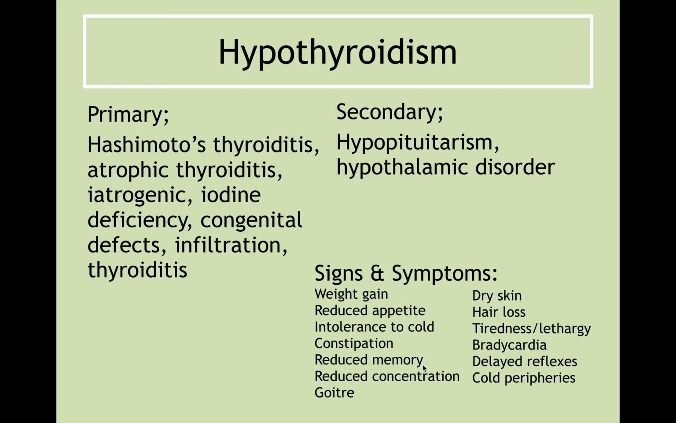But as well as that, too much iodine can actually lead to autoimmune thyroiditis. There are multiple different congenital causes, such as an absence of a thyroid or a malformation of the thyroid. These are quite rare. You can also get infiltration of the thyroid from things like sarcoidosis or amyloidosis. If they have deposits, the thyroid can't function as normal.